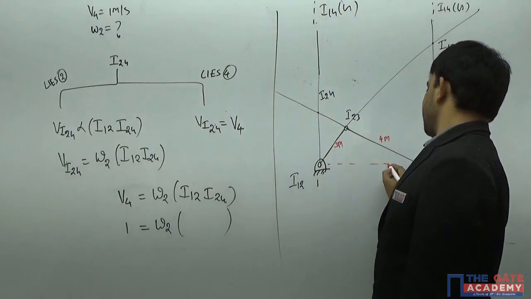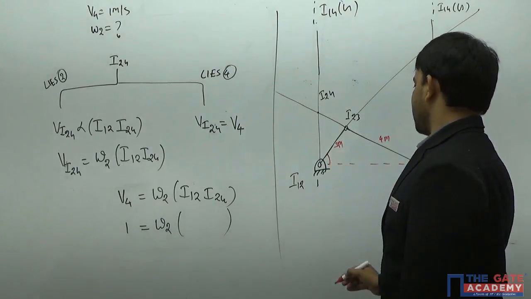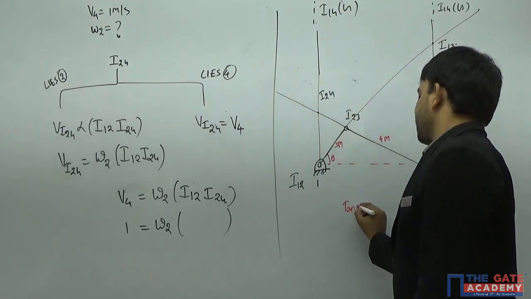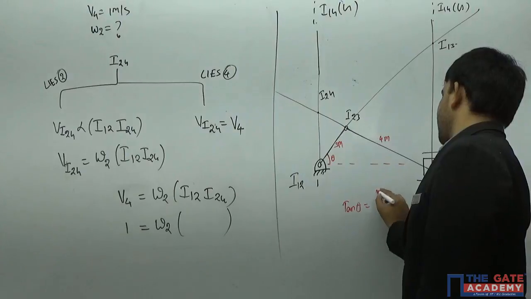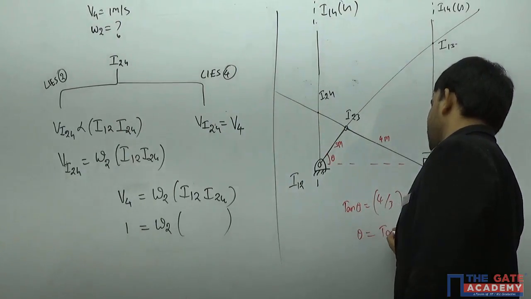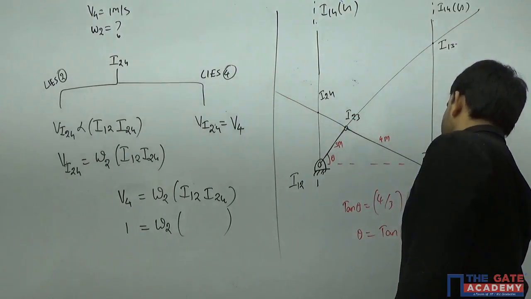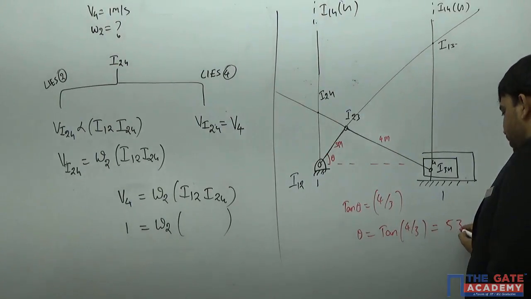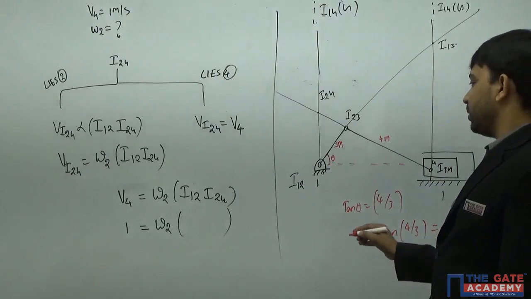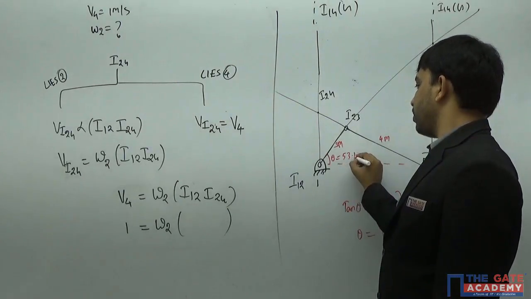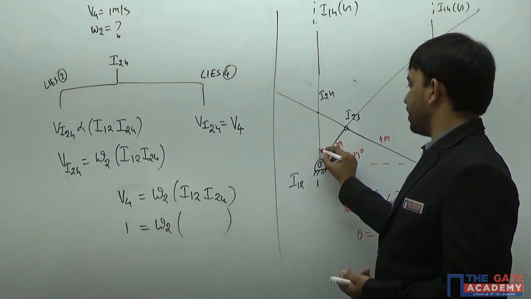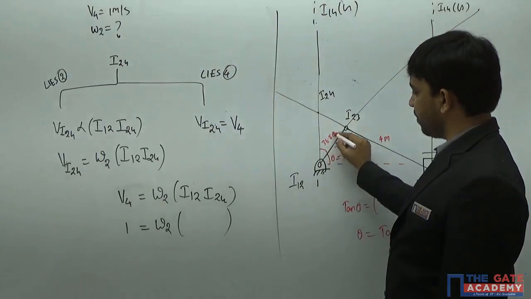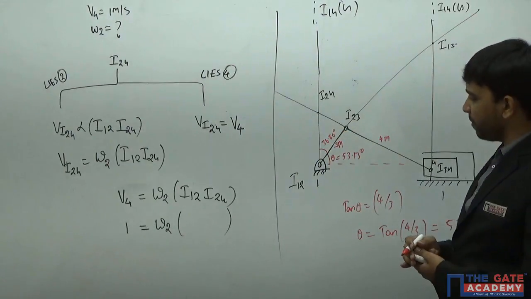From here I can find this angle. I'm calling this angle theta, so tan theta is 4 divided by 3. So theta is tan inverse 4/3, which comes to around 53.13 degrees. So this other angle is 90 minus theta, which is around 36.86 degrees.